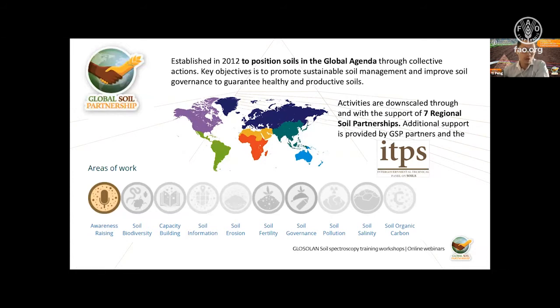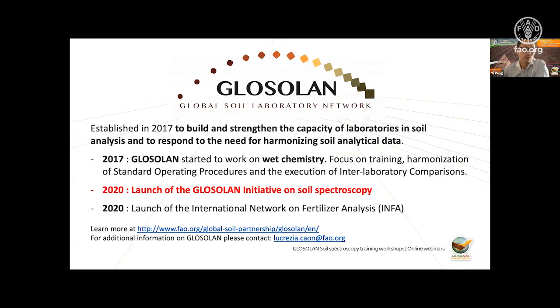Above all these topics, we also have different networks. For example, the Global Soil Laboratory Network, we call it GLOSOLAN. GLOSOLAN was established in 2017 to build and strengthen the capacity of laboratories in soil analysis and to respond to the need for harmonizing soil analytical data. In 2017, GLOSOLAN started to work on wet chemistry, focusing on training, harmonization of standard operating procedures, and the execution of inter-laboratory comparisons. Last year, we launched the GLOSOLAN initiative on soil spectroscopy, also the international network on fertilizer analysis. For more information on these two initiatives, you are also very welcome to visit the GLOSOLAN website.